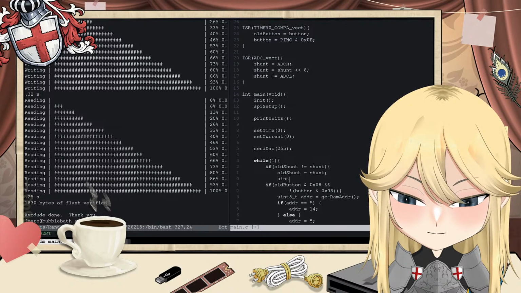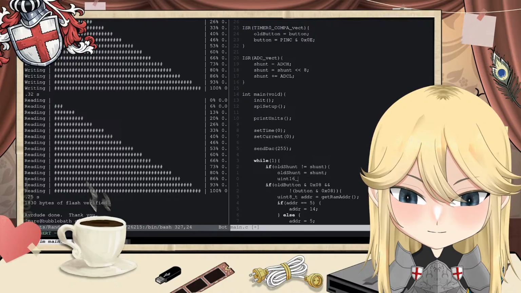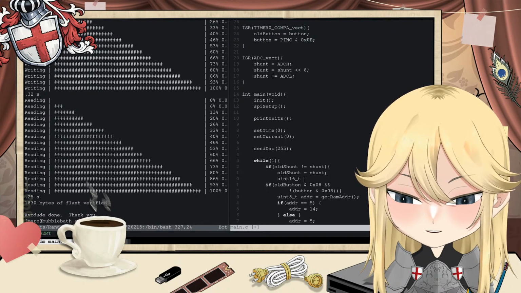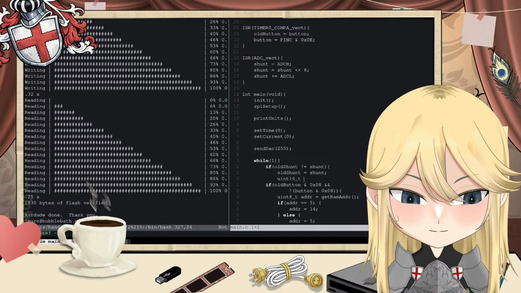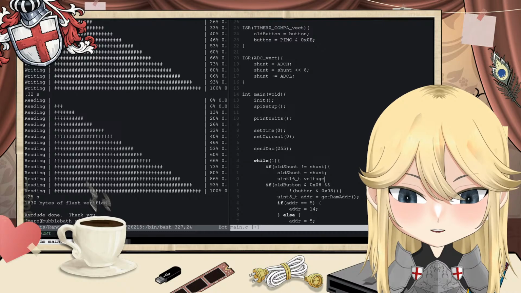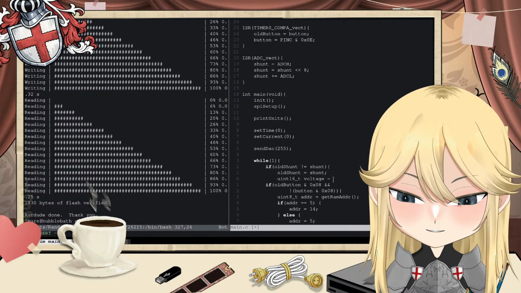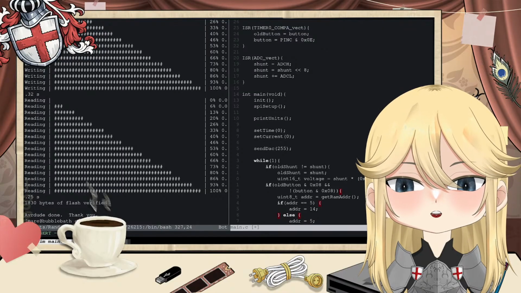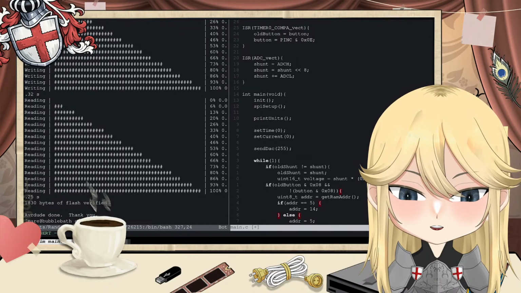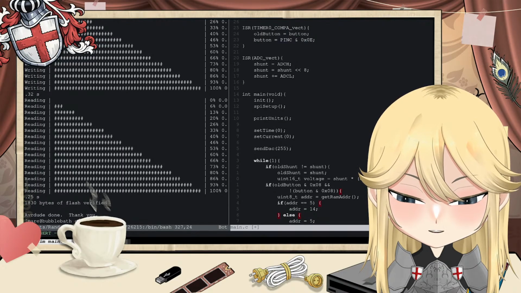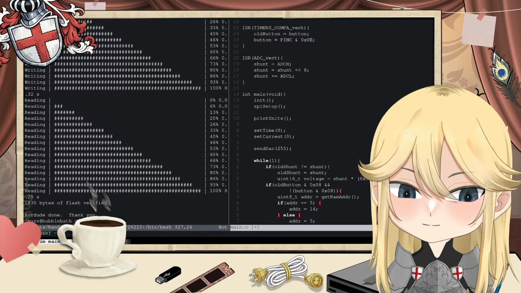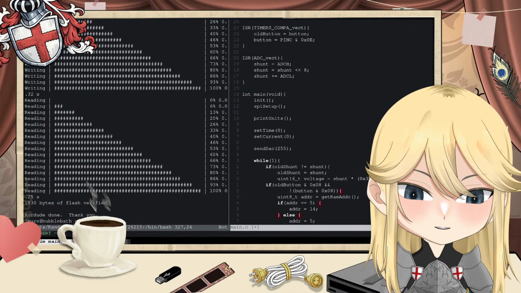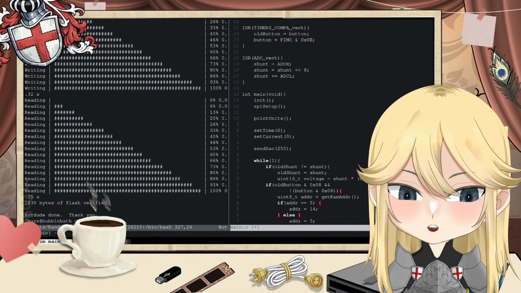uint16_t array voltage equals shunt times 0x3FF divided by, no, wait, yes, hold on, I need to think. This divided by 50,000. Okay.